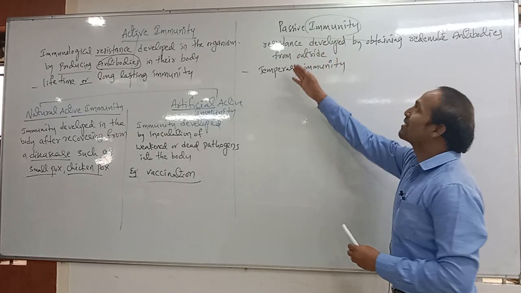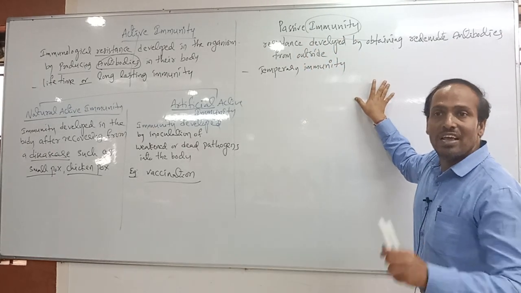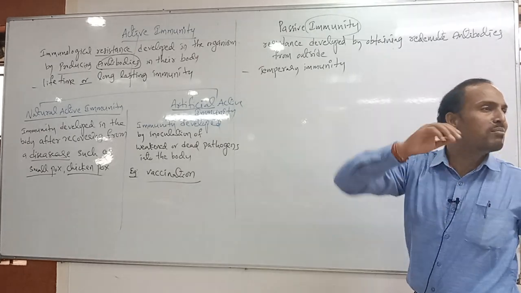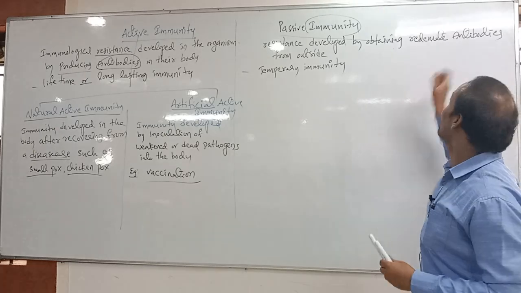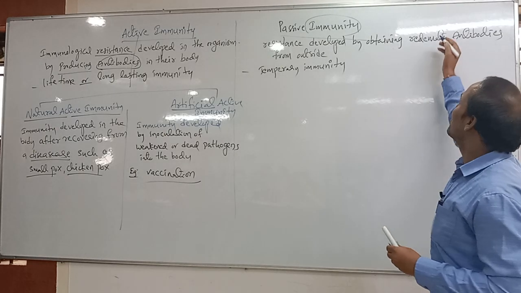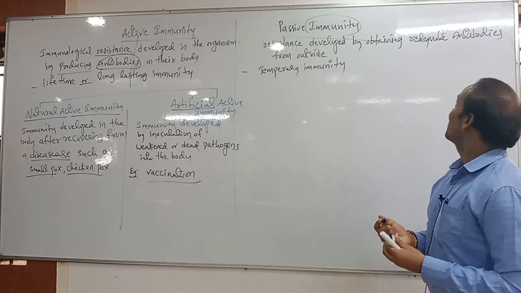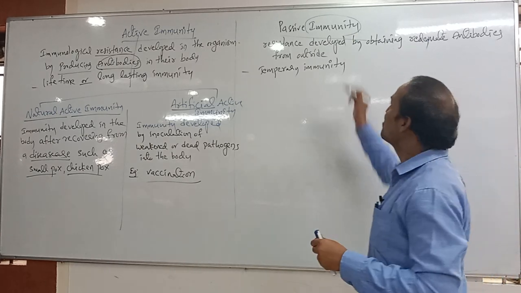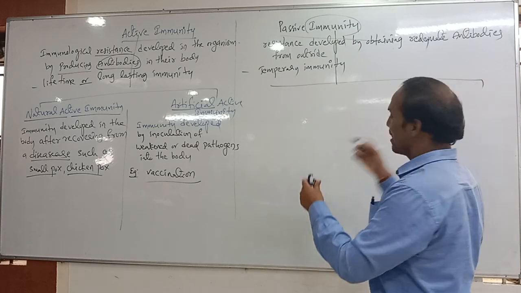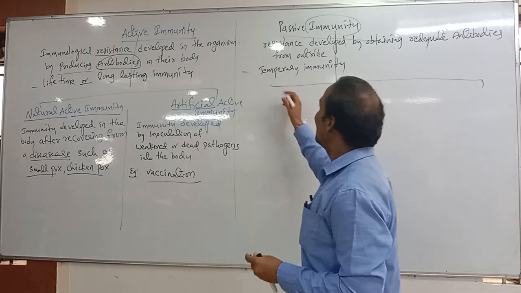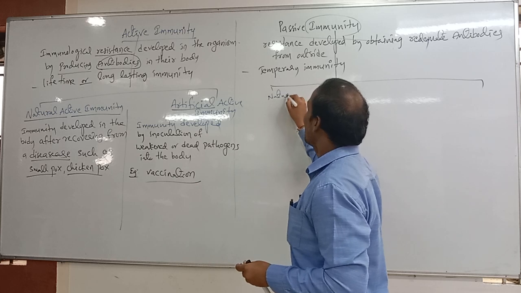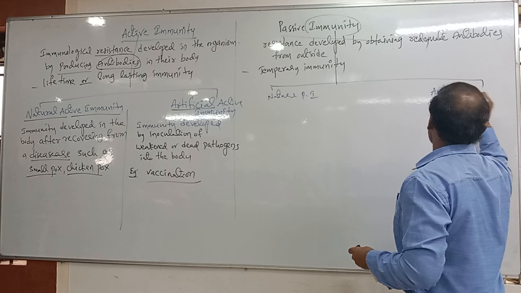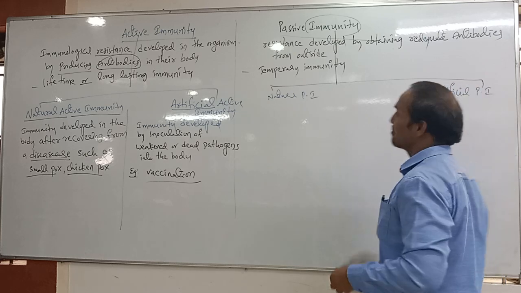Now the next one is passive immunity. I already explained passive immunity. Passive immunity means the immunity is developed in our body by taking ready-made antibodies from outside. Ready-made antibodies from outside is called what? Passive immunity. But how many types of passive immunity are there? Two types. Natural passive immunity is there, and artificial passive immunity.